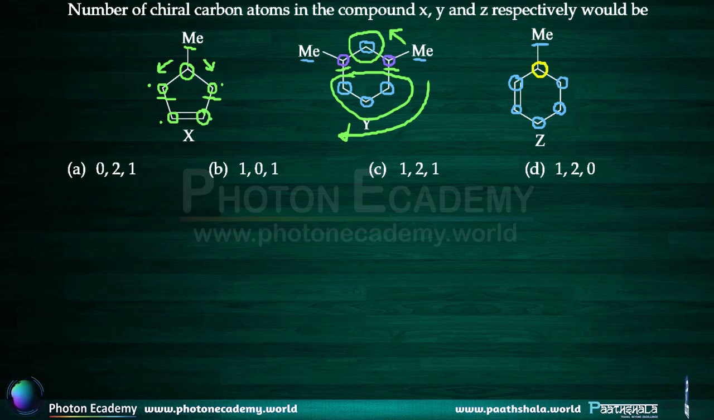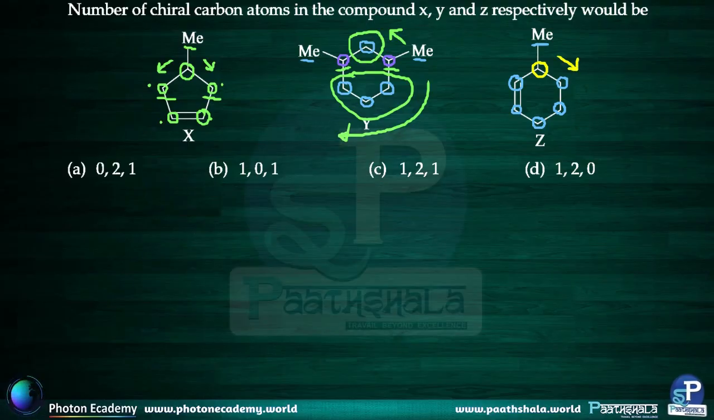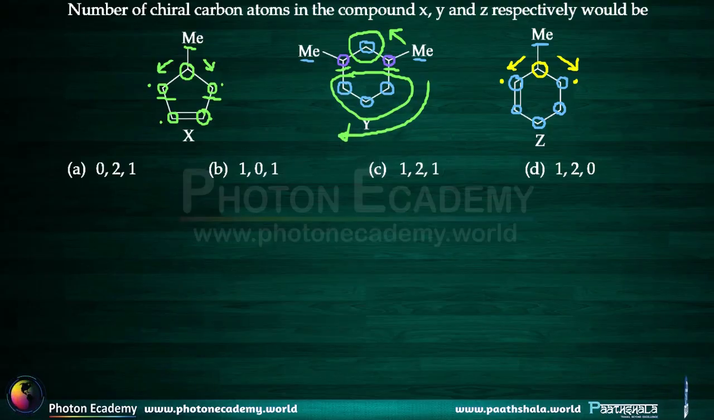is going to be a chiral carbon as we have one methyl group bonded to it, we have one hydrogen atom attached to it, and then if we travel in this direction, we have a CH2 group located here. If we travel in this direction, we have a CH group located over here. Thus, the four groups attached to the sp3 hybridized carbon are all unique, and thus this is a chiral carbon atom. So in total, we have 0, 2 and 1 chiral carbons in the compounds X, Y and Z.